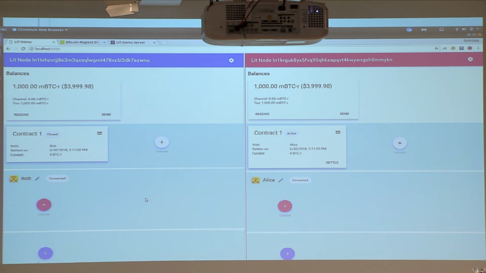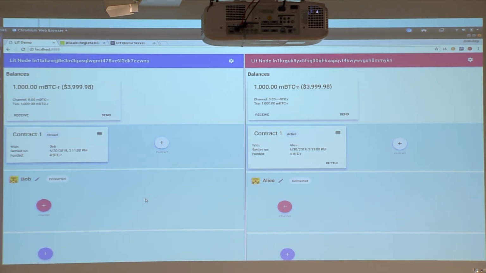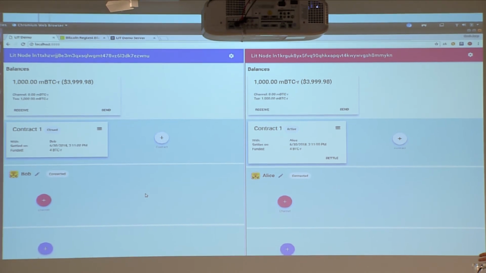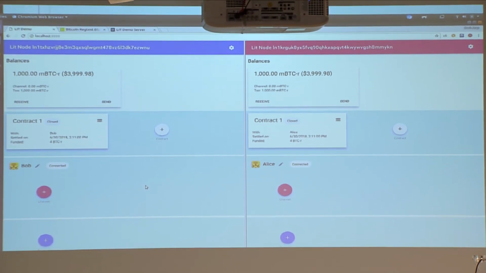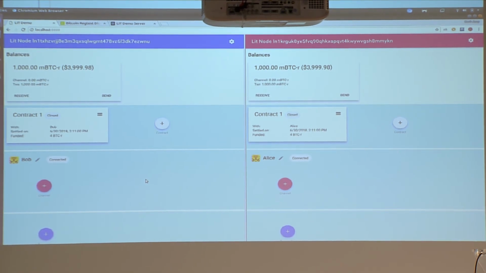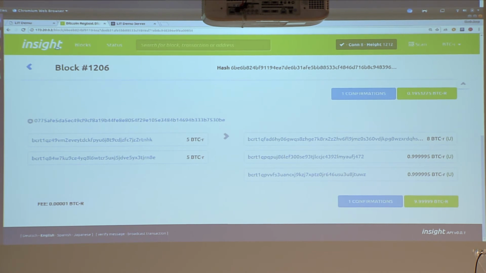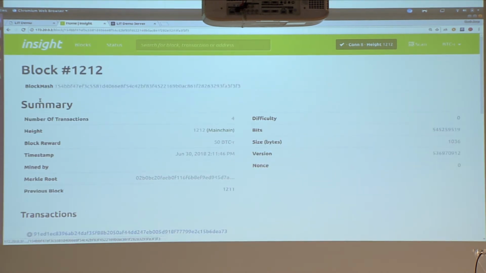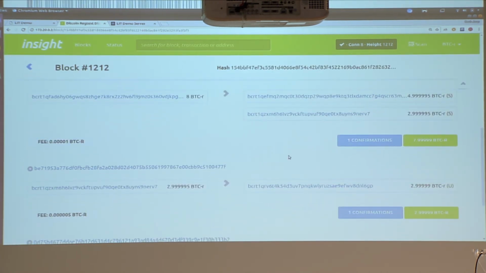So if I settle this, the contract's closed, and then once my publication of the settlement transaction is read by Bob, he's going to claim his part of the money, so then the contract on his side is also closed. And what we can see on the chain is there's 3 transactions happening.